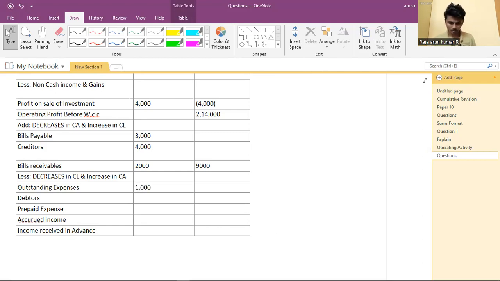Thousand, 20,000, 1,000 again, 1,000. Only the differences I write in, not the opening and closing. Do not write them in the cash flow statement. Then only the cash flow statement will tally. The total of less is 26,000: 20, 21, 22, 23, plus 3, 26,000.